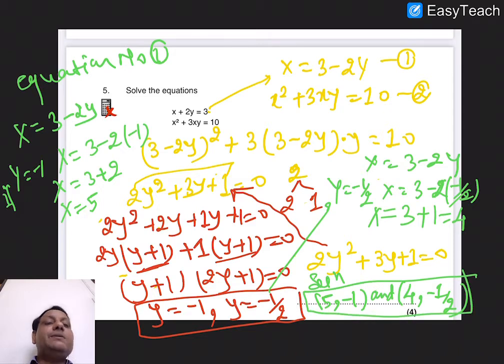So if you want to know something related to the graph, I will just tell you here the x is equal to, here you have the line.